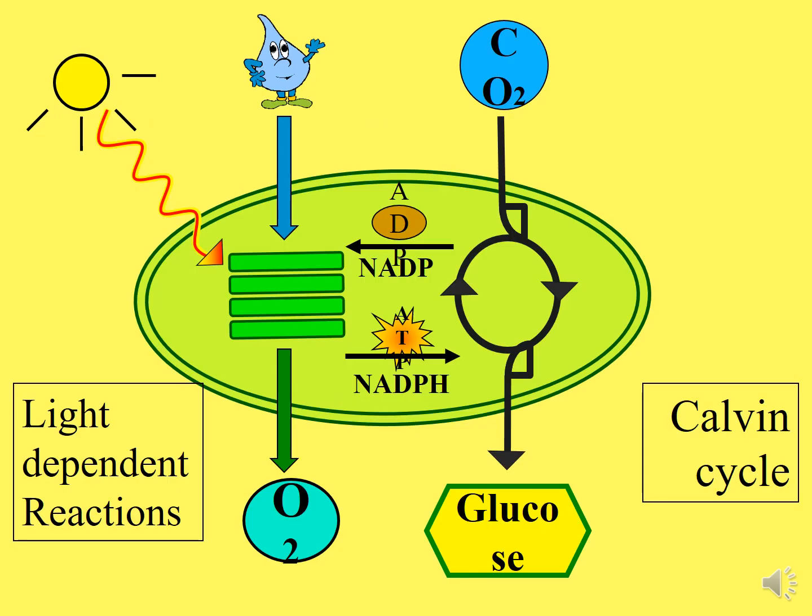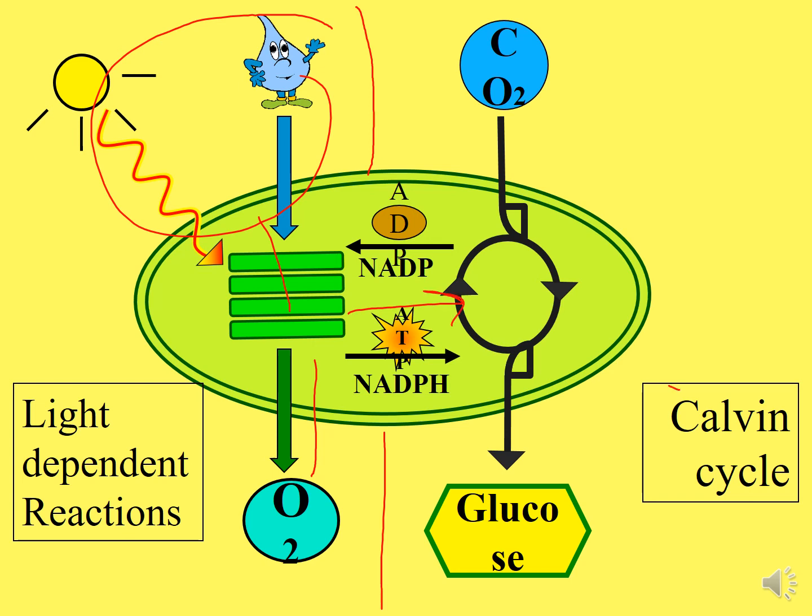So this is just a picture to show you again the light-dependent versus the light-independent reactions. We have the light and water hit the chloroplast, the thylakoids, and bring forth oxygen, but it releases its energy to this cycle known as the Calvin cycle, because the carbon dioxide comes in, takes that energy, mixes it up in the stroma, and makes your sugars.